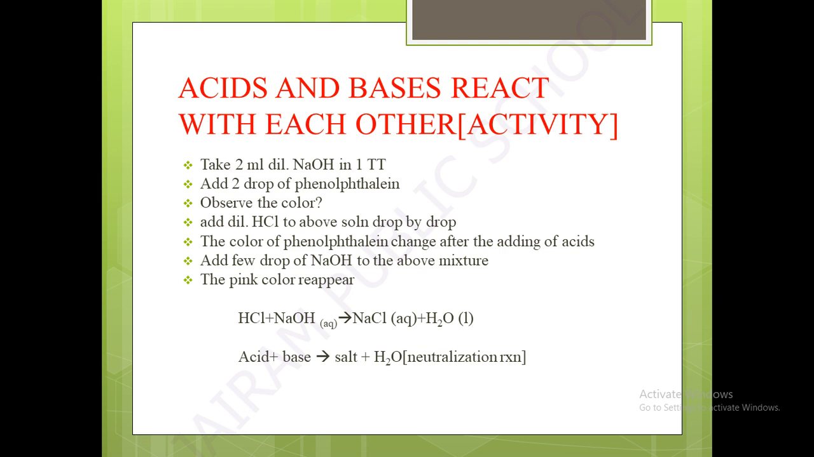So we can call this reaction a neutralization reaction. Here we can write the equation for this reaction. To the same test tube, if you add sodium hydroxide again, the pink color will come back. So if you take HCl and add NaOH, the product obtained is a salt and water, that is sodium chloride plus water. The salt is sodium chloride and water is also produced. This reaction is called a neutralization reaction.